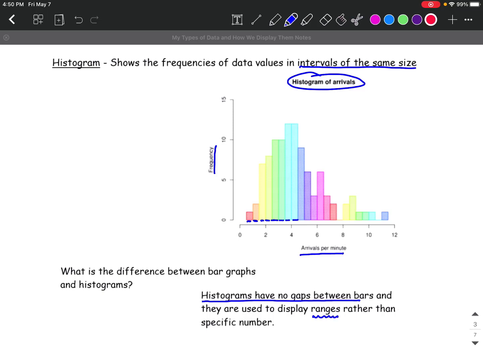If you look at these bar graphs, it's going from about 0.5 to 1, then from 1 to 1.5, and then 1.5 to 2.